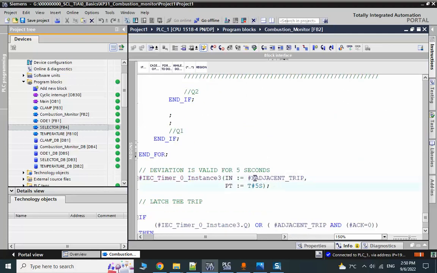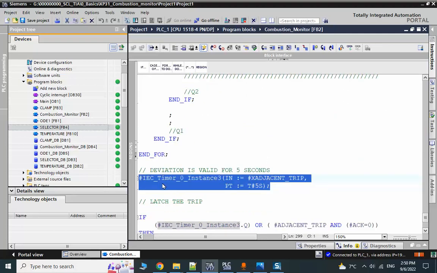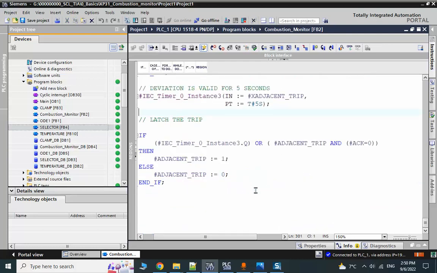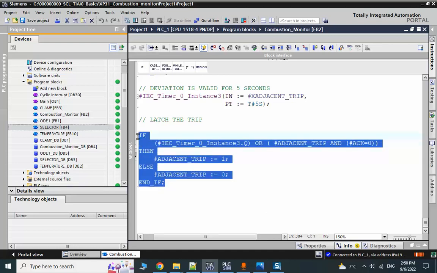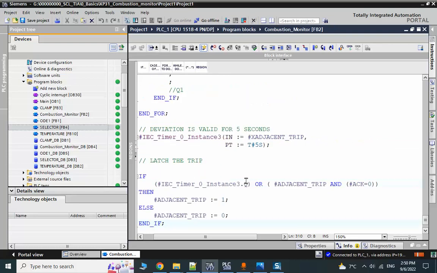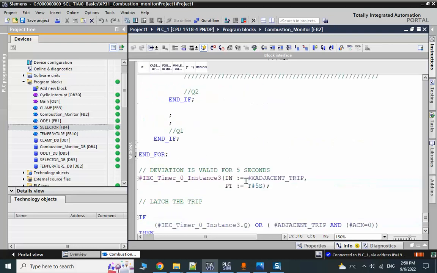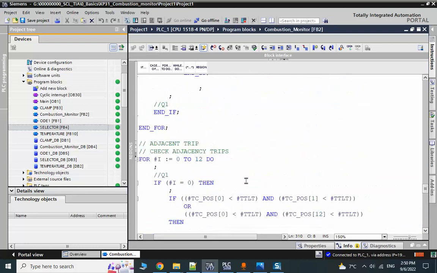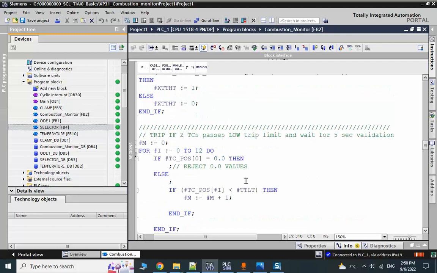The adjacent trip signal is checked for validity for 5 seconds, and if it's active for 5 seconds, this signal is activated, and by using this structure we latch an SR flip-flop. If we have the signal, reset is not working. If the signal is gone, it's possible to reset the trip signal. It's somehow a complex algorithm for the combustion monitor.